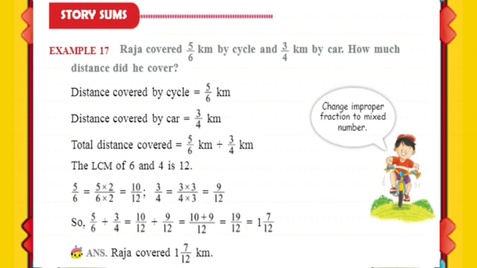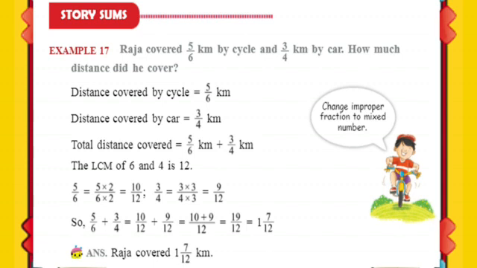As the denominators are different, you will find the LCM for 6 and 4, which is 12. Now keeping 12 as the denominator, find the equivalent fraction for 5 by 6, which is 10 by 12, and the equivalent fraction with denominator 12 for 3 by 4 is 9 by 12. So when you add these two fractions, 10 by 12 plus 9 by 12 will give you 10 plus 9 by 12, which is equal to 19 by 12.